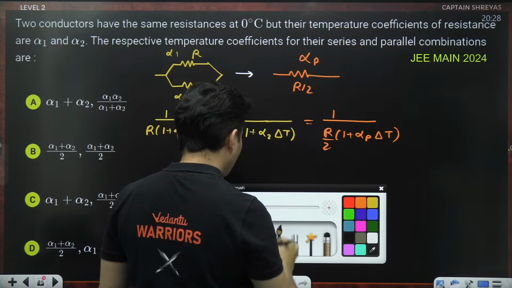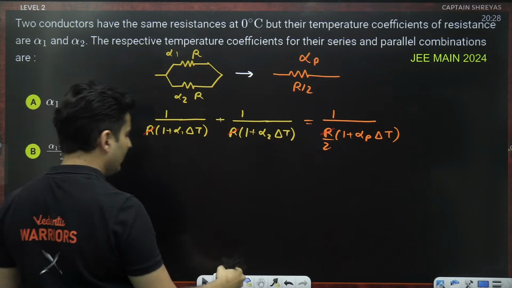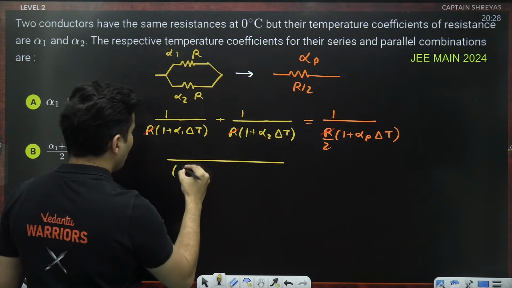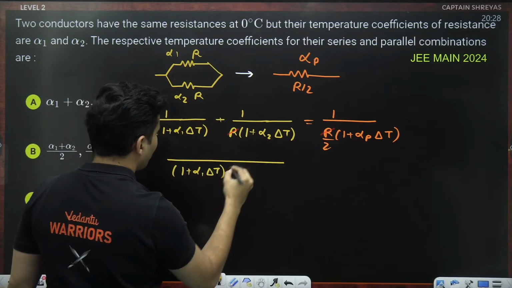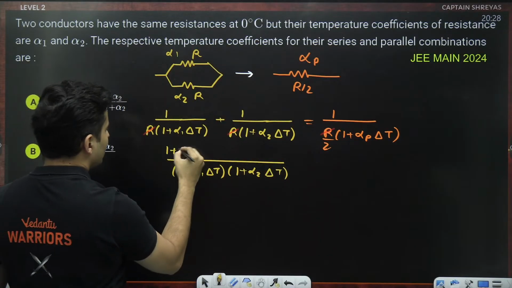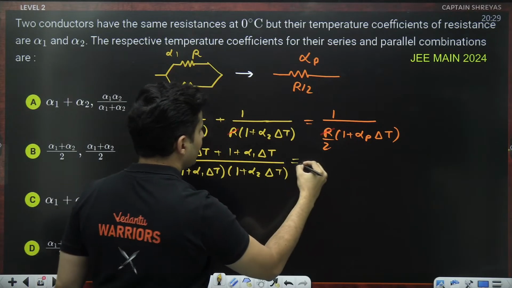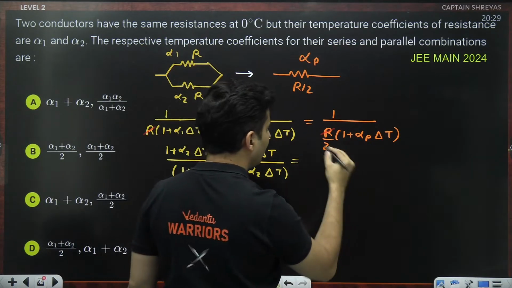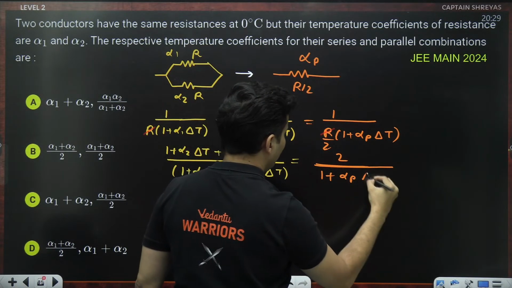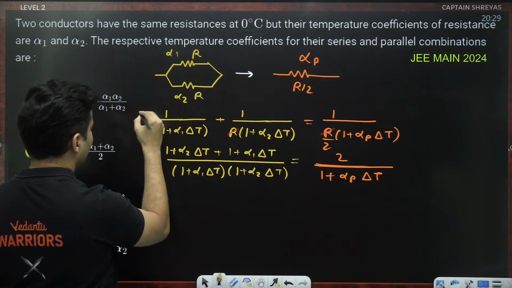Fair enough. Now what we do is basically this R and this R just gets cancelled. I think I need to take the LCM right over here. So the LCM of this will be 1 plus alpha 1 delta T into 1 plus alpha 2 delta T. Here I will get 1 plus alpha 2 delta T plus 1 plus alpha 1 delta T is equal to, you will see the number 2 will go on the top, and we will be left with 1 plus alpha P delta T. Okay, fair enough. Now let's do the simple math over here.